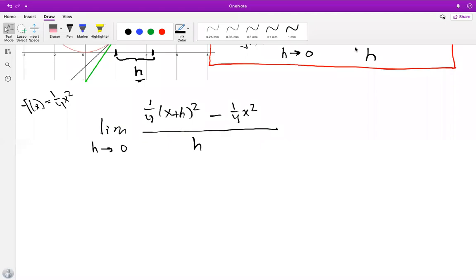All right, as promised, I'm going to show you guys how to simplify this limit expression. And this is the main thing that we're going to be doing. I'm going to give you a function. I'm going to ask you to find the slope of the tangent line at any point. I'm going to ask you to find the slope of the tangent line at a specific point.